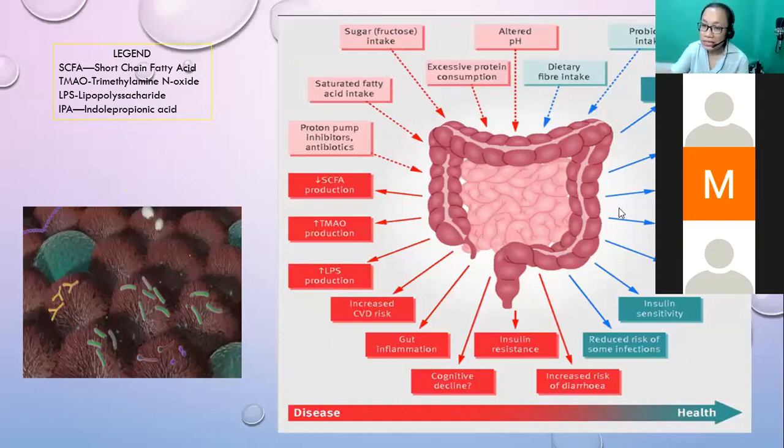So it all starts in the gut. On the other hand, if we introduce a lot of processed food, saturated fatty acids, trans fats, and a lot of medications to our gut, this is what's going to happen.